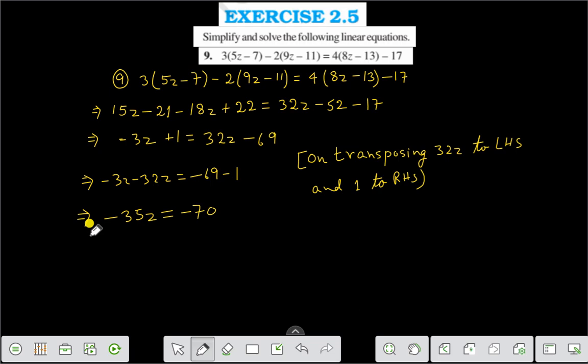If we divide both sides by minus 35, we get z is equal to minus 70 by minus 35, right? Minus minus is plus, 35 ones are 35, 35 twos are 70. Therefore, we get the value of z is equal to 2, and that is the answer.